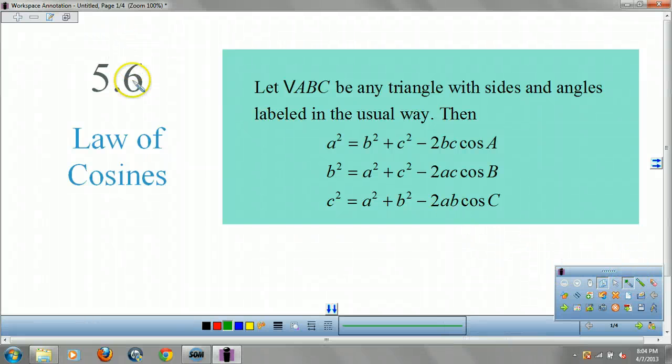Today we are looking at 5.6, the law of cosines. Okay, it's another law to put into our book. Let's just get to it. It's only 4 slides. It's going to be a quick one.